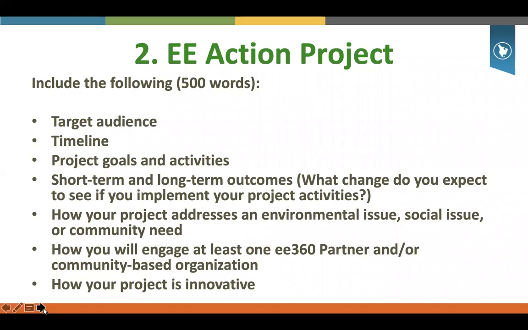The online application has all of these bullets listed here. So make sure you use these bullets as a checklist, that you're including everything here. We want to know who your target audience is. Who do you plan on working with? And your timeline. Your timeline should at the very least be a timeline for 2020. But as I said earlier, if you will be doing ongoing work or work that extends beyond 2020, include that information too. Include your project goals and your activities, as well as your short and long-term outcomes.